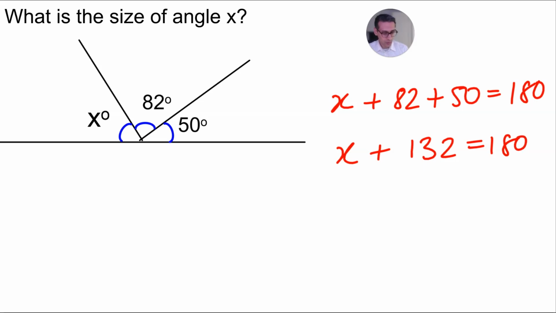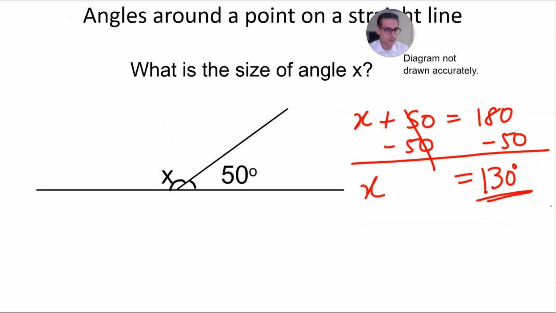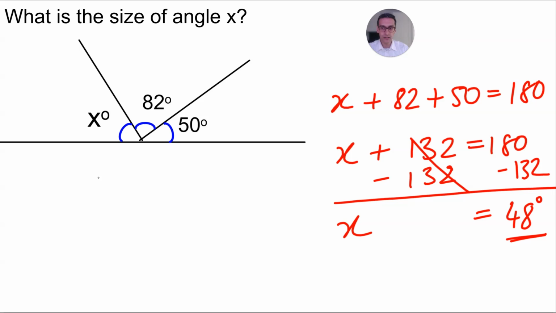And then you're going to take away 132 from 180. So take away 132, take away 132. Now we solve the equation that we formed. So X equals, that's a 0 pair, that cancels out. So that's going to give you 48 degrees. Don't forget the units. I think I forgot the units for the previous. No, I didn't. So it's going to be 48 degrees.